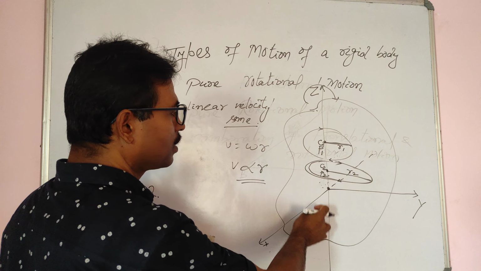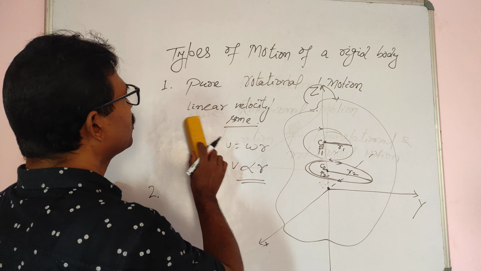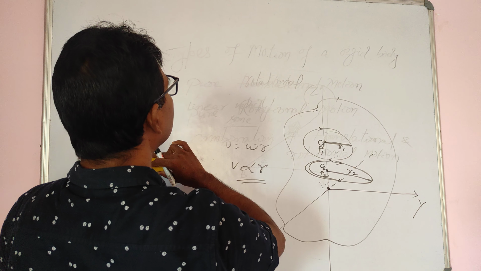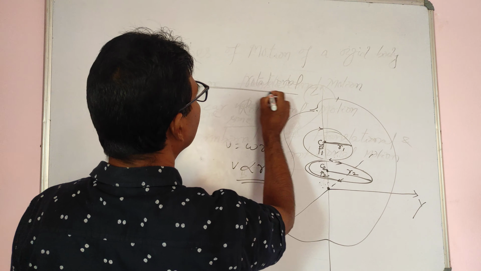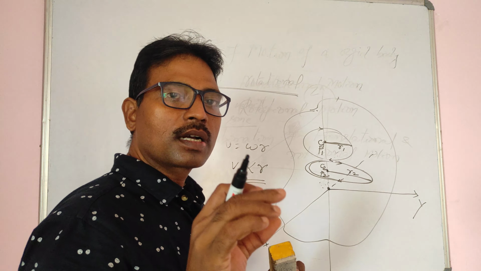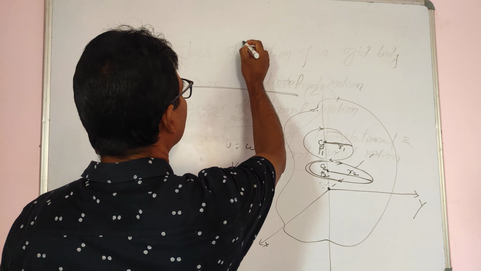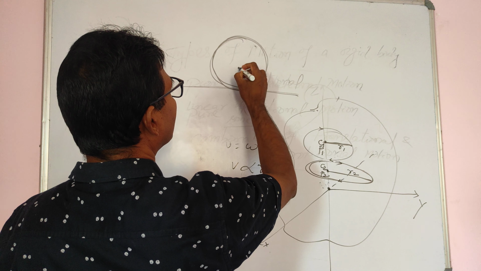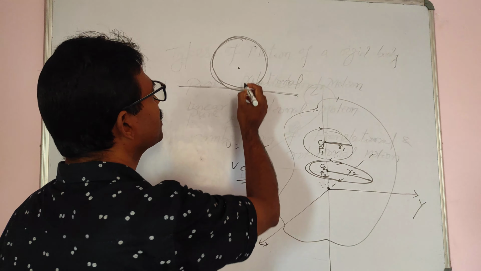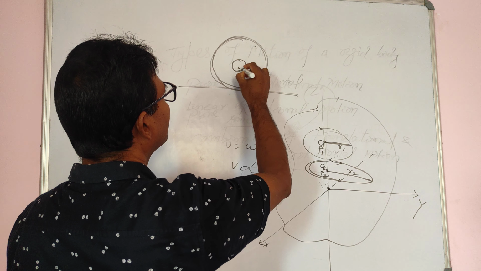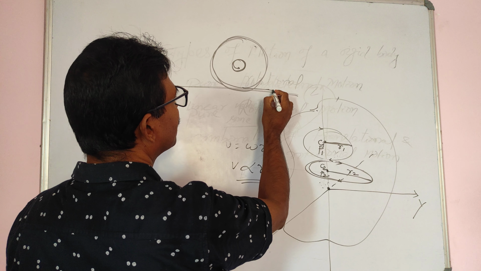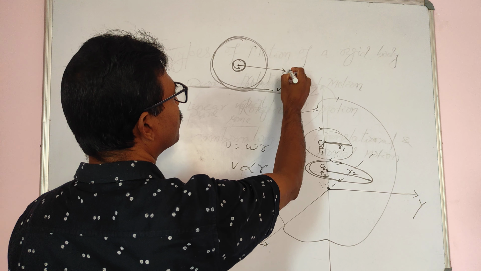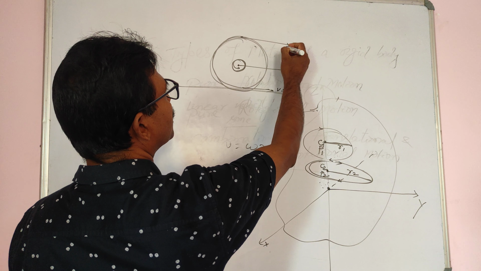But suppose you want to know more things, what will you take? Consider another example. Suppose you are keeping a wheel, the wheel of a car, on a horizontal surface. What will happen? On the horizontal surface, here the velocity is how much? V. This is V. This is also V.